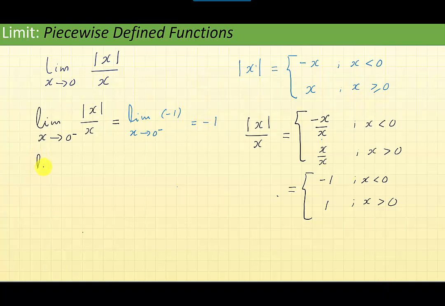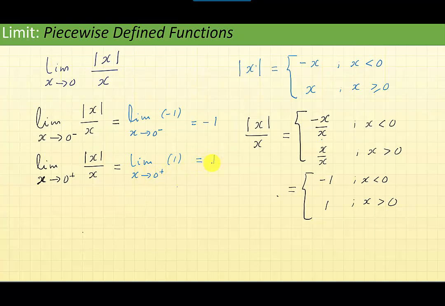And the right limit: limit as x goes to 0 plus of absolute value of x over x, which is equal to the limit as x goes to 0 plus, meaning above 0, x is greater than 0. When x is greater than 0, absolute value of x over x is equal to 1. Since again 1 has nothing to do with x, the limit is equal to 1.